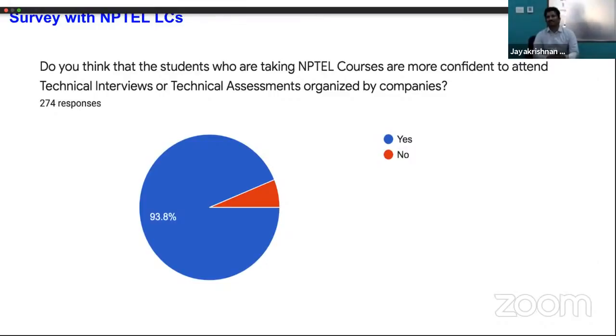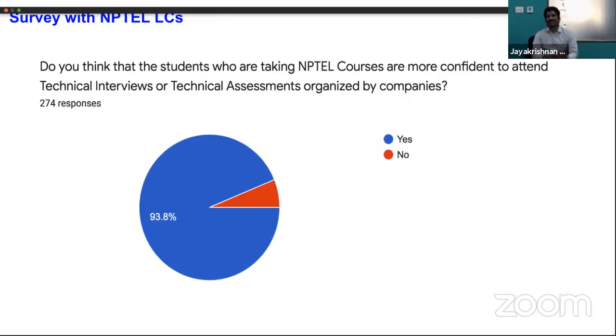And that is obvious in the research that we did with colleges, where we asked them, are students who are doing NPTEL courses more confident in cracking technical interviews or technical assessments? So 93.8% of them said they are actually better and more confident. And this is very, very important for all of you to note. You should all do courses so that you become more confident when you attend interviews, and you're in a better position to present yourself, so that the interviewer will say, okay, you are the person I want to recruit.